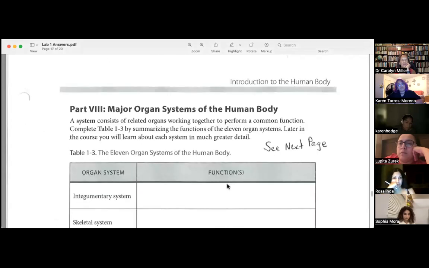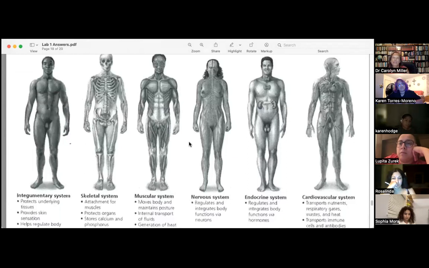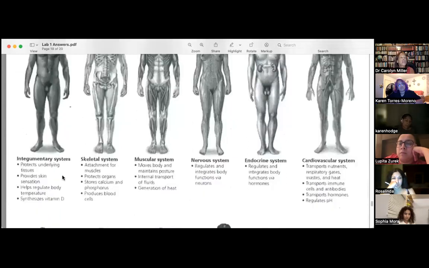And here are the major organs. Before I get there, here are the major 11 organ systems. So I would say this organ system protects underlying tissues. This organ system contains hair and nails, or this organ system synthesizes vitamin D. It would be the integumentary.